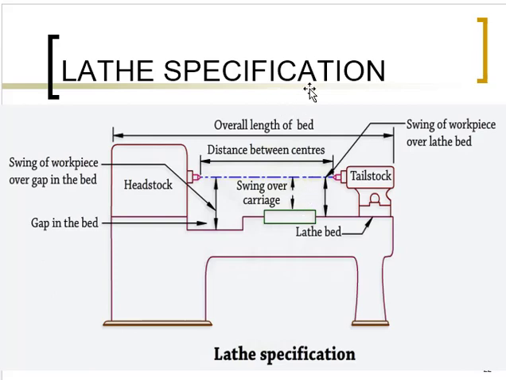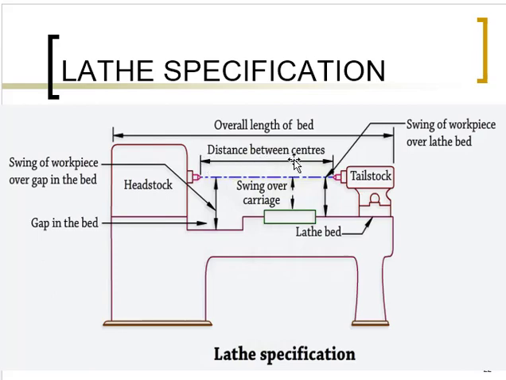First, you just write what is the specification. Specification is a thing which tells you the information about how the device has been built or how the device has been made. And here, whenever you go for lathe specification, first important thing is overall length of the bed. It tells you the total length of the lathe.